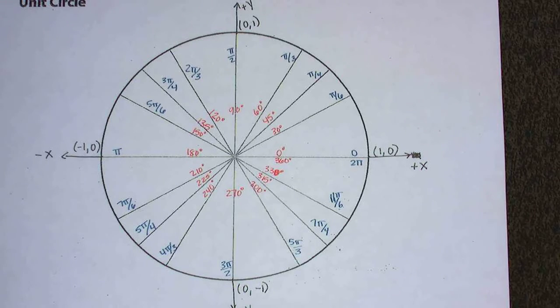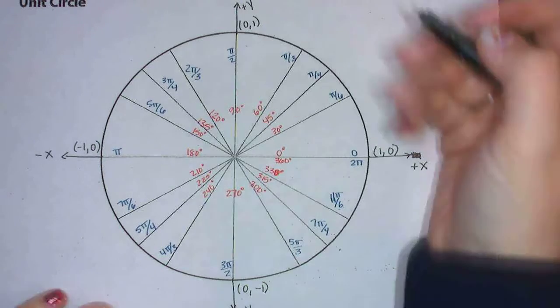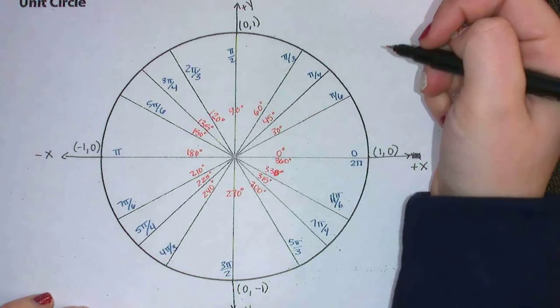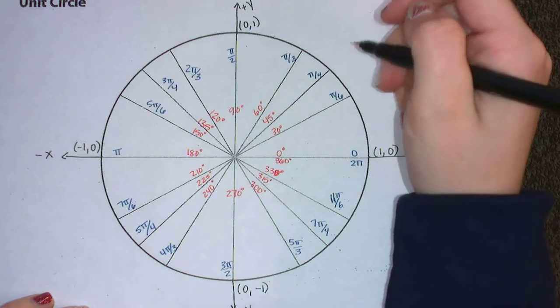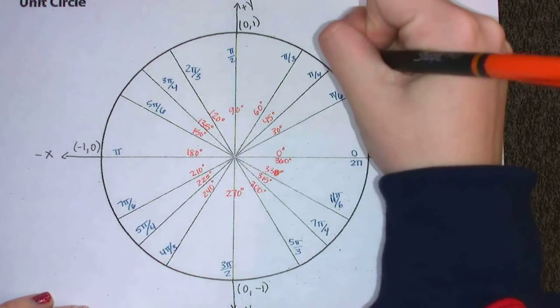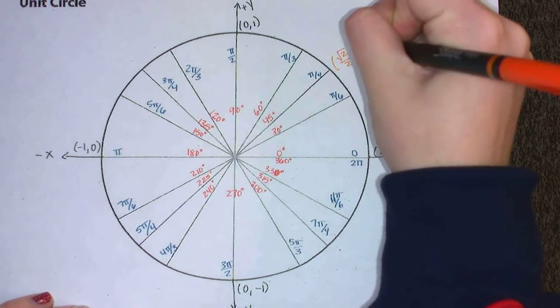Okay, I'm going to change colors again. I'm going to go with orange. I'm going to do the pi over 4 increments. I'm basically going to be putting in the xy coordinates for the pi over 4s, because I think pi over 4 is the easiest one, that's why I'm doing that one first. So pi over 4, square root of 2 over 2, square root of 2 over 2.